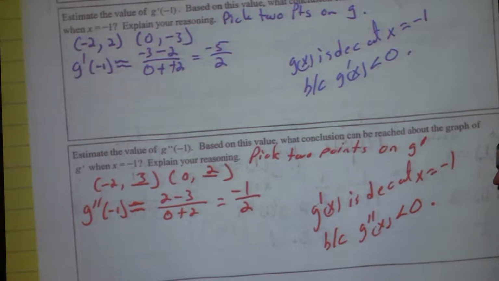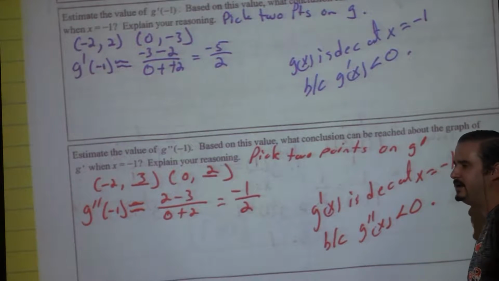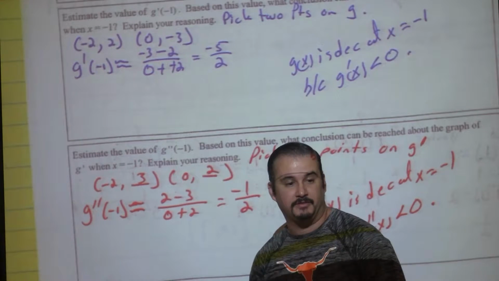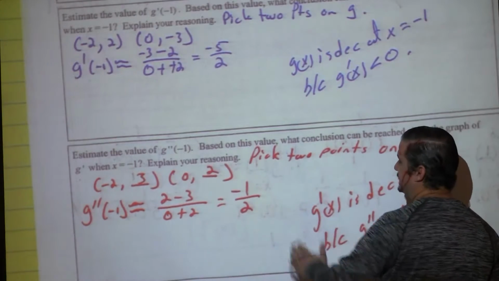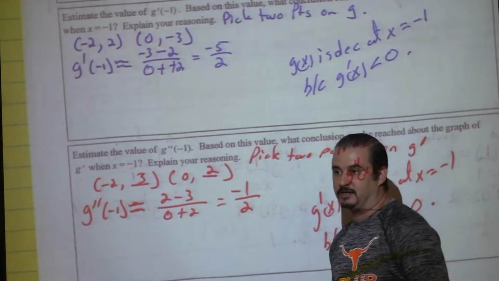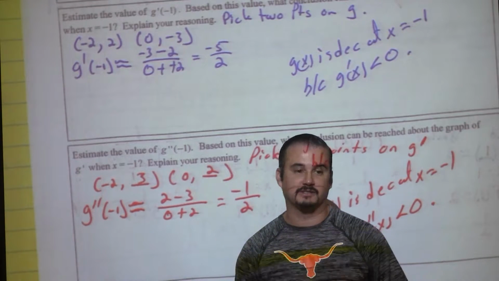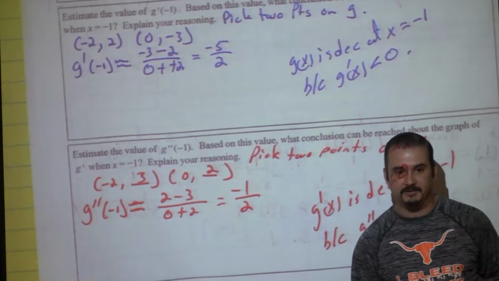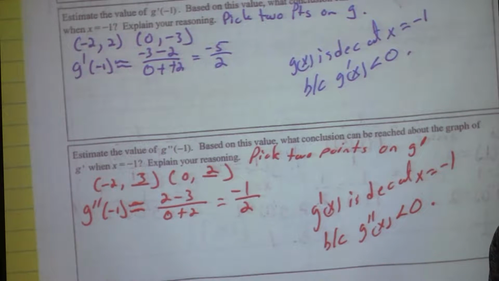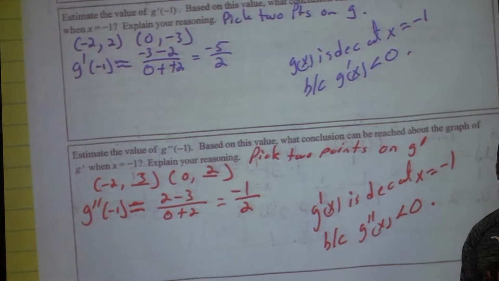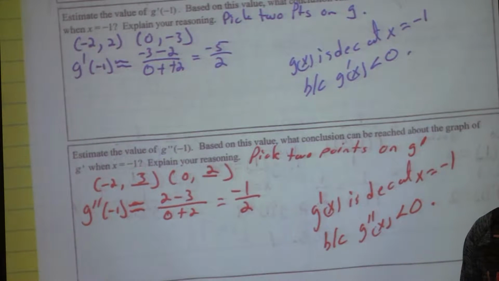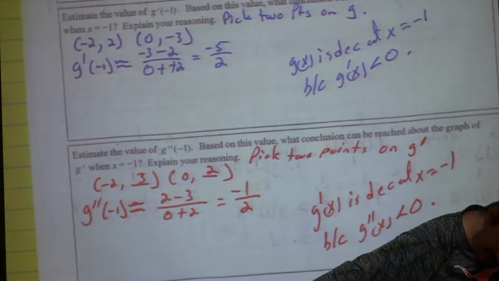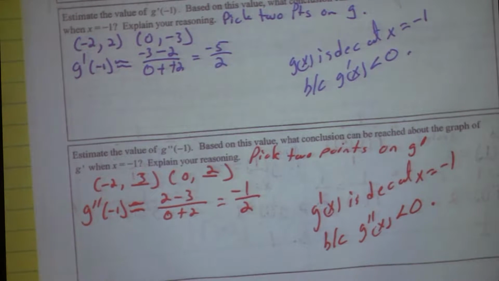Okay? So it tells us that the previous one is decreasing, but it also describes the concavity of the original graph G of X. So here we get a negative value for the second derivative. That tells us that the concavity of the original function is concave what? Concave down. So that would mean that my tangent line approximations would be what? Overestimates or underestimates? Over, right? Because if I'm concave down, where are my tangent lines? On top of it, right?